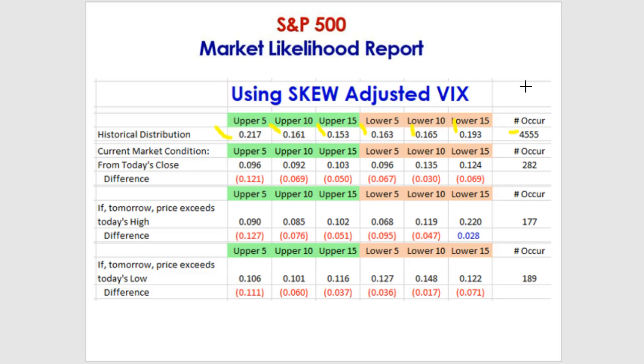Okay? Now, when our current market condition occurs, and there's been 282 non-consecutive occurrences, I'm taking the non-consecutive occurrences here for this particular study. Of those 282, the upper band was struck 9.6% of the time.